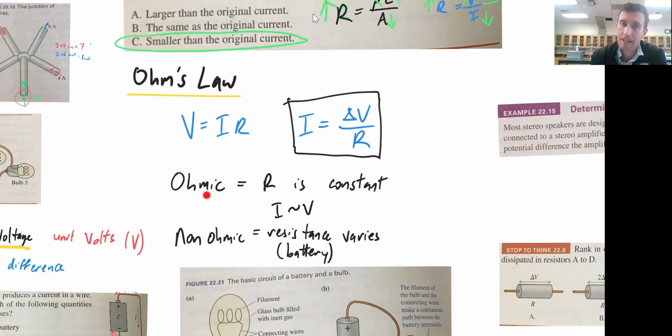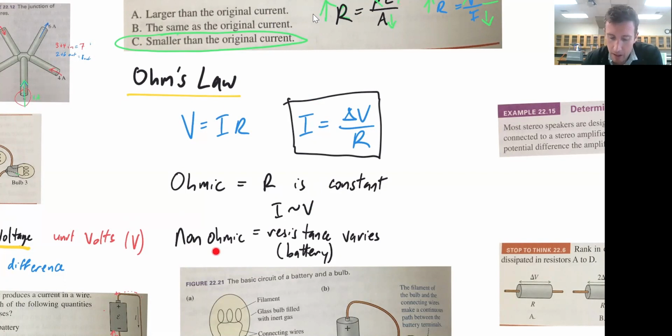Ohmic is an object that follows Ohm's law, and that happens when resistance is constant. And if that's true, then current is directly proportional to voltage. An example of that would be a wire. Wire always has the same resistance if it's the same diameter and material and the same length. So if I have the same wire and attach it to a battery, then the voltage and the current are going to be directly proportional.